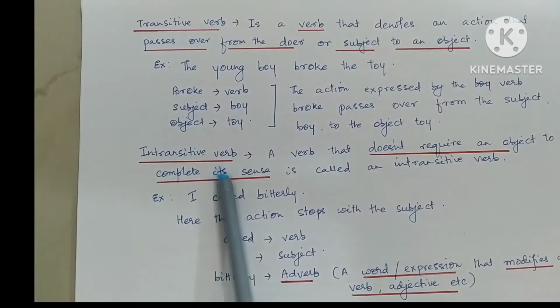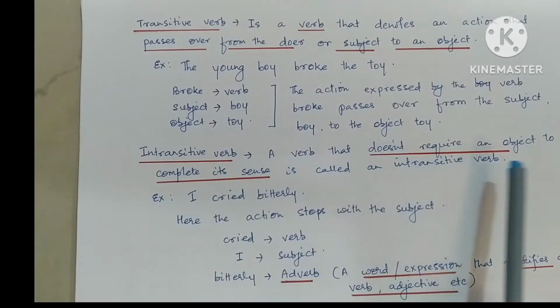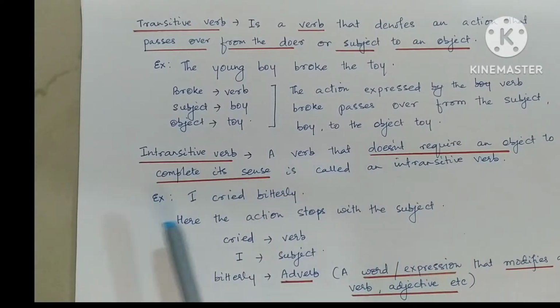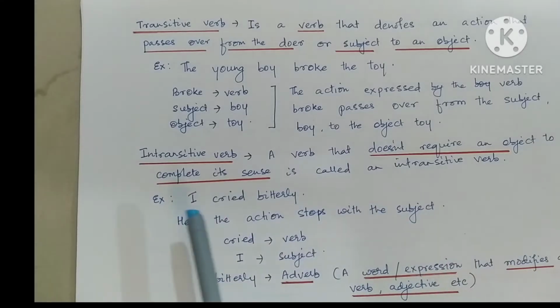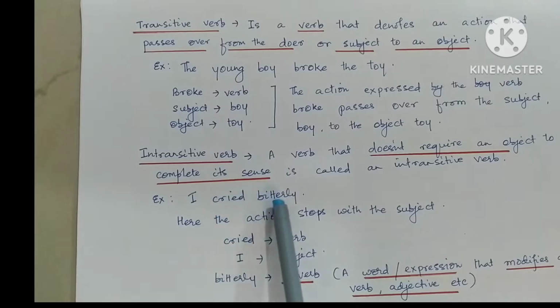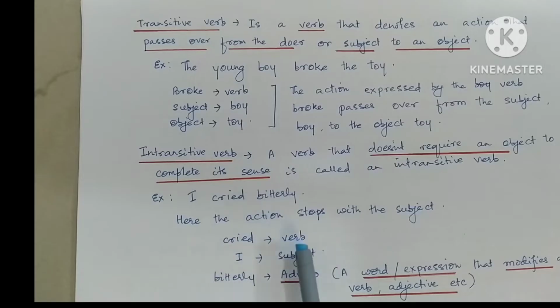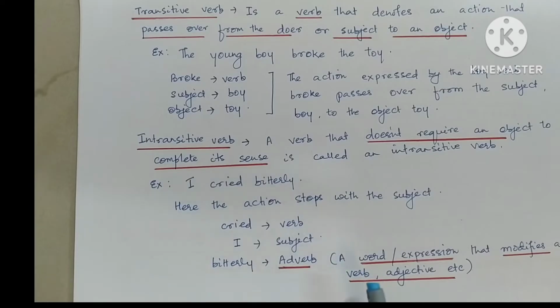Now, an intransitive verb: a verb that doesn't require an object to complete its sense is called an intransitive verb. Example, I cried bitterly. Here the action stops with the subject I. What is the verb here? Cried. How did I cry? Bitterly. But I am not showing any action on any other object. The subject itself is describing that I cried bitterly. So, cried is the verb, I is the subject, bitterly is the adverb. What is an adverb? A word or expression that modifies a verb or an adjective, etc.